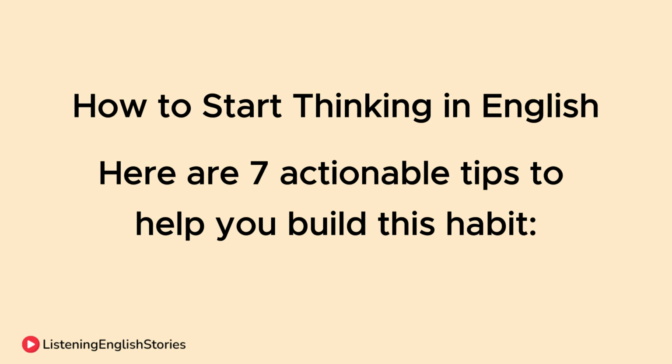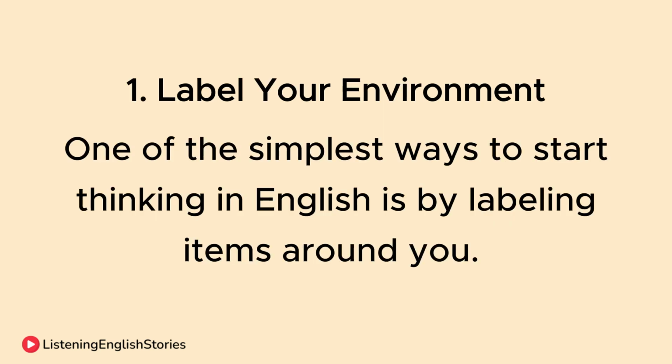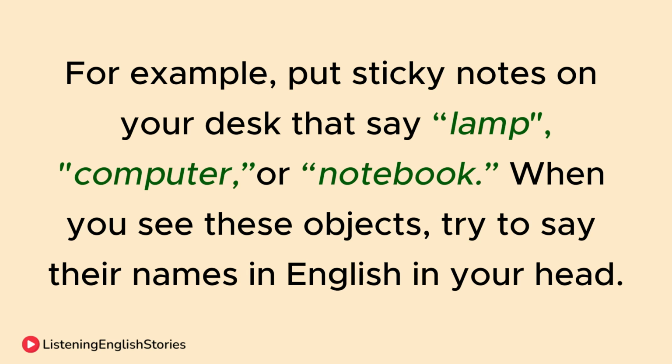How to start thinking in English. Here are 7 actionable tips to help you build this habit. 1. Label your environment. One of the simplest ways to start thinking in English is by labeling items around you. For example, put sticky notes on your desk that say lamp, computer, or notebook. When you see these objects, try to say their names in English in your head.